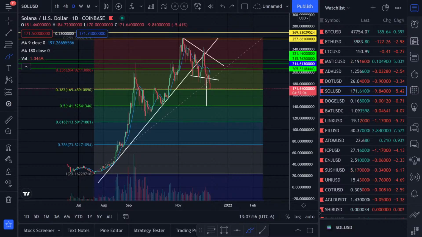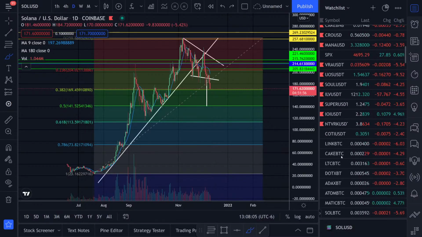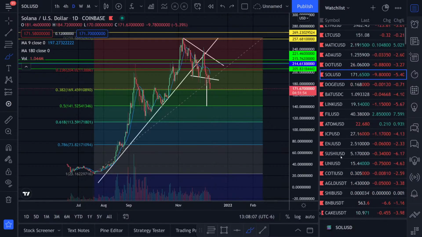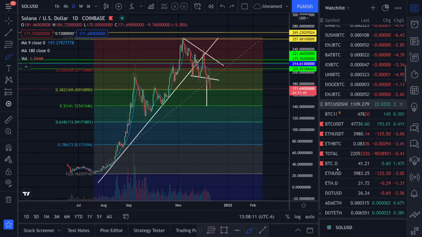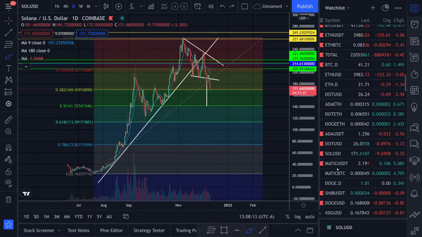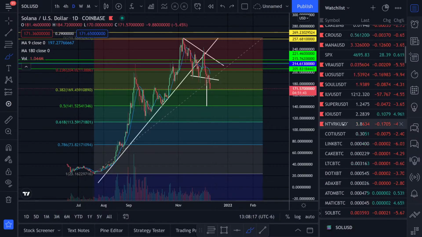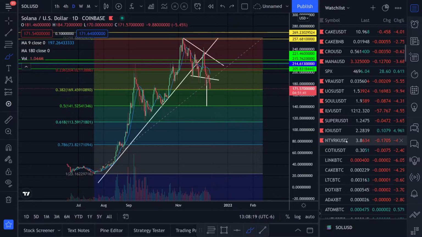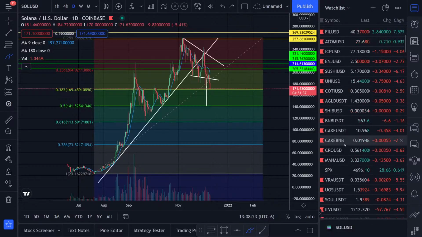What alt bounces the hardest? Well, I feel like the one that's probably the most volatile right now is probably Shiba. I'm not saying that that's a good investment. I'm saying Shiba has some crazy volatility. But it's hard to say. It just depends on what coins you're into.